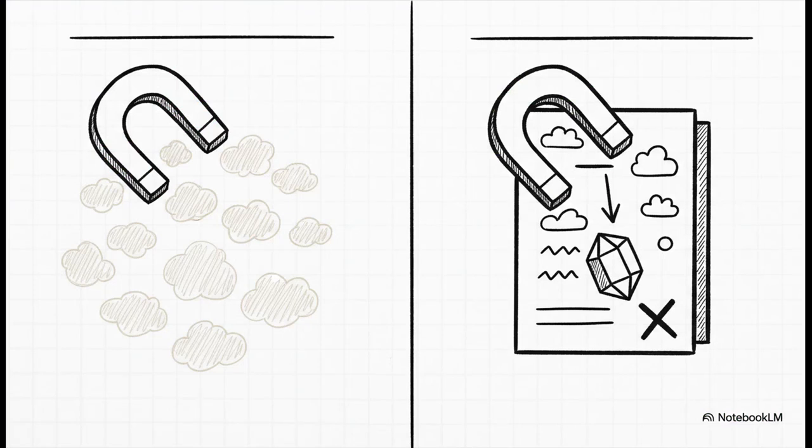All right, let's tackle problem number 1. Your vector search is amazing at understanding the vibe of a question, the general meaning. But it can totally whiff on a specific product ID, a crucial legal term, or some niche jargon. And if that one little term is the key to the whole question, your entire answer could be dead wrong.